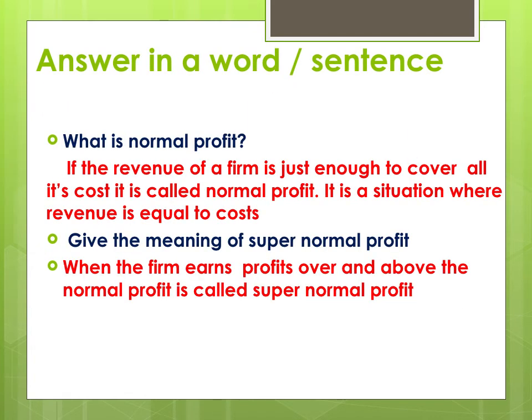Continuing with the one word or one sentence answers for 1 mark. The next question is, what is normal profit? If the revenue of a firm is just enough to cover all its cost, it is called normal profit. It is a situation for a firm where revenue is equal to its costs. Give the meaning of supernormal profit. When the firm earns profits over and above the normal profit, it is called supernormal profits.